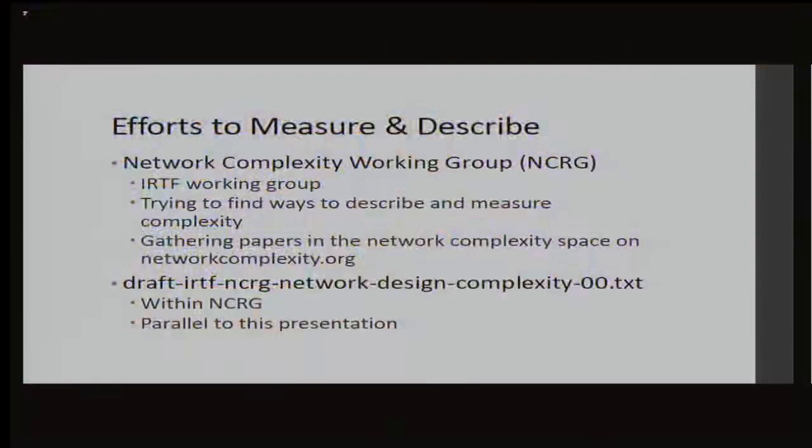There are a lot of efforts to measure and describe this stuff. I've mentioned the Network Complexity Working Group. Actually, it's a research group. I had the slide wrong. It's an IRTF research group. It's really good. There's some really good meeting materials and some really good drafts out there in this area that you should read. The math can be a little bit weird sometimes.